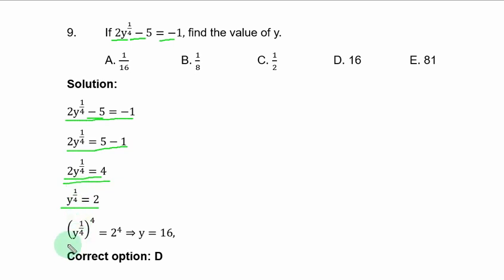You have it in this form. So the power of 4 here helps to remove 1 over 4 from here, and y is equal to 2 power 4. You do that on both sides, and y is equal to 16. D is the correct option.